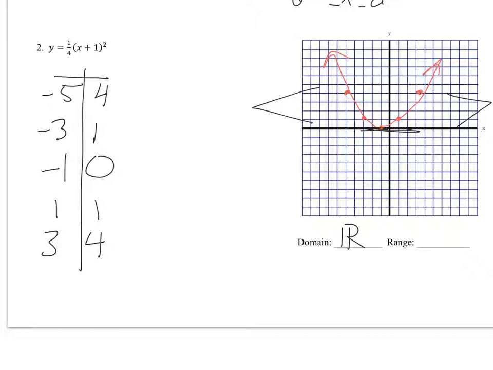This is my furthest down I'm going to go. And then that point, that's my y value. Remember, y is always your 0 in this case. So y is 0, and it's above this point, so that means y is greater than or equal to 0.